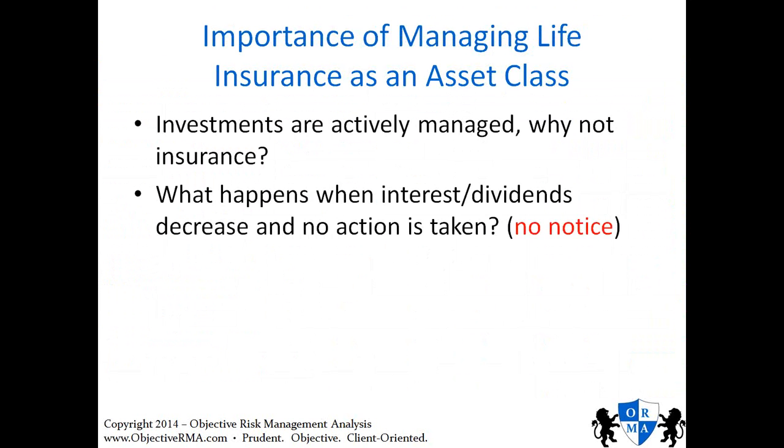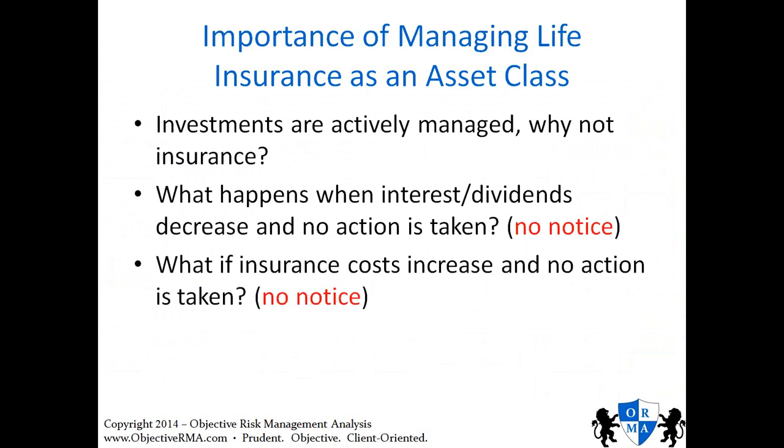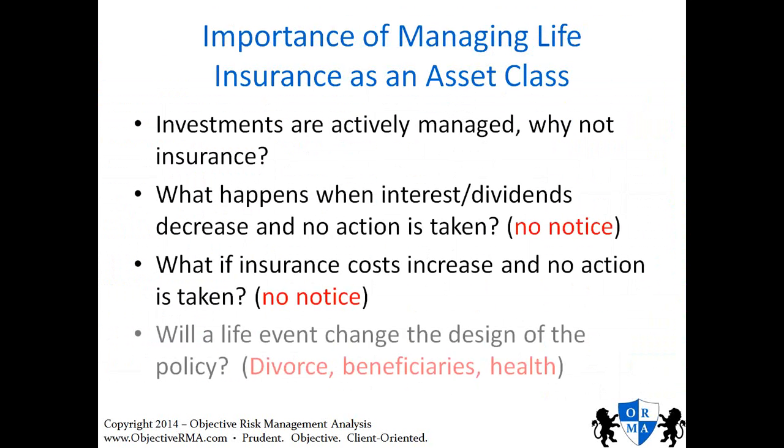It just happens. So unless you're proactive and looking at your policy on a regular basis, they have no duty to notify you that the policy interest or dividends went up or down. And the same is true with insurance costs. They're not going to send you a notice in the mail saying, by the way, our actuaries recalculated your policy or your group of policies, and now we have to increase costs. So these are all things that will affect the performance of the policy, and that's why it's important to manage it. And then lastly, there are always life events that change the design of the policy.